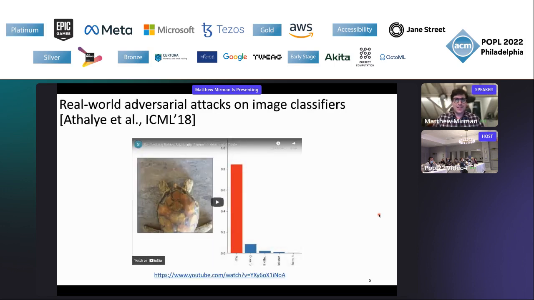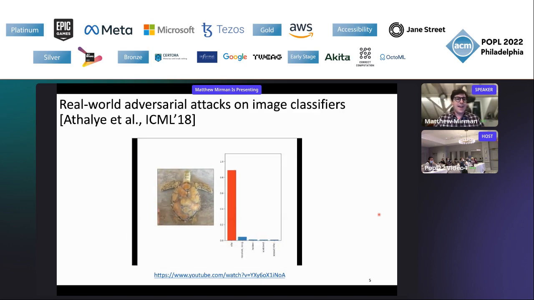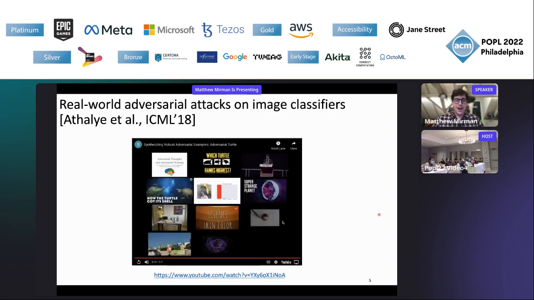Many types of these attacks have been developed, and some of these attacks have even been created in the physical world. For example, in this ICML 2018 paper, the authors 3D printed a turtle and used this physical turtle, which looks like a turtle to you and to me, hopefully, and gave it to a neural network that was otherwise behaving correctly. And now the neural network classifies it with very high confidence to be a rifle.